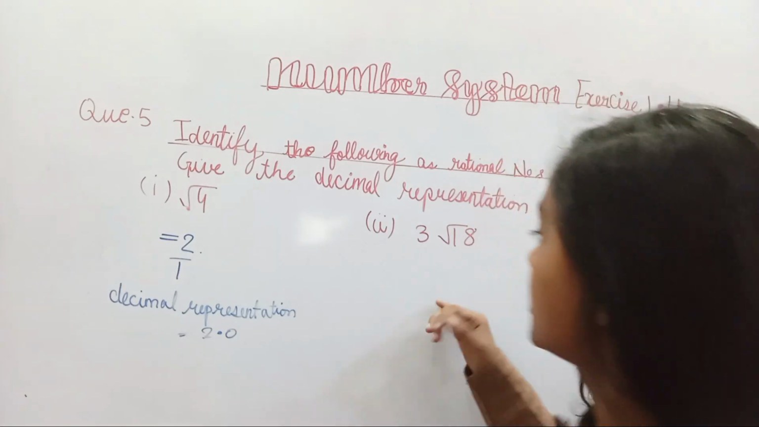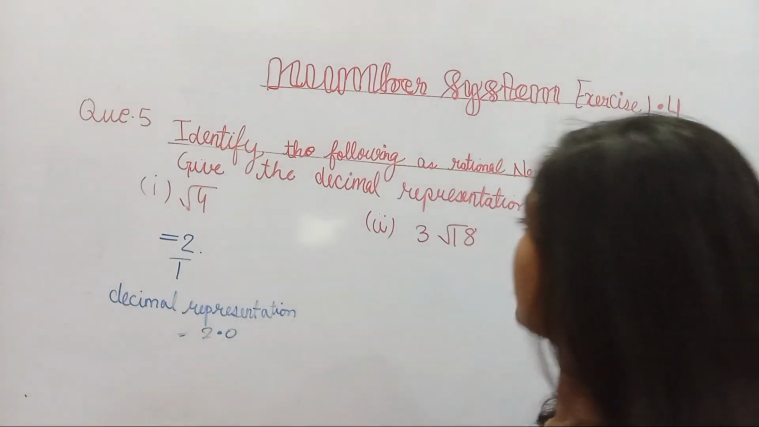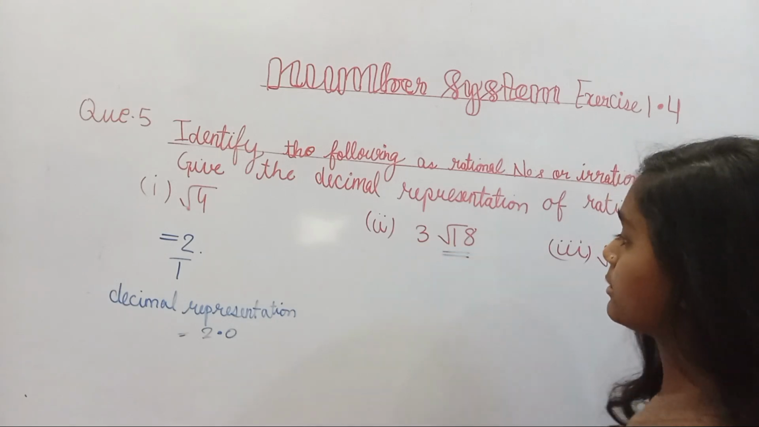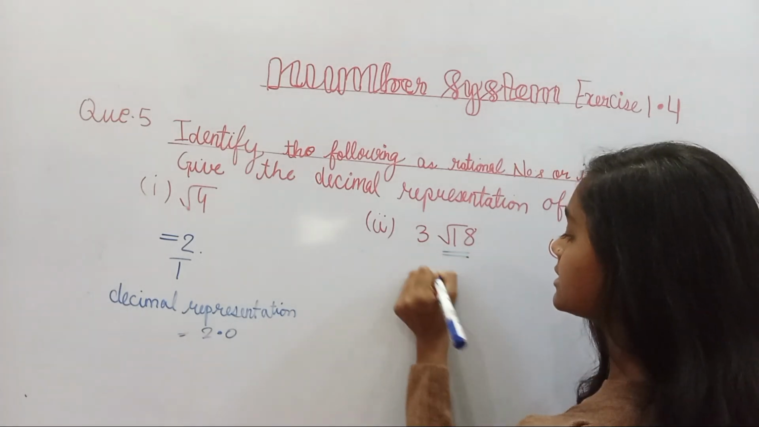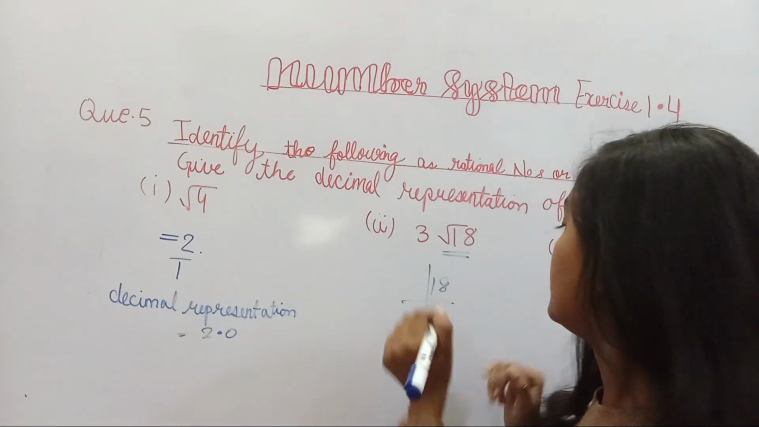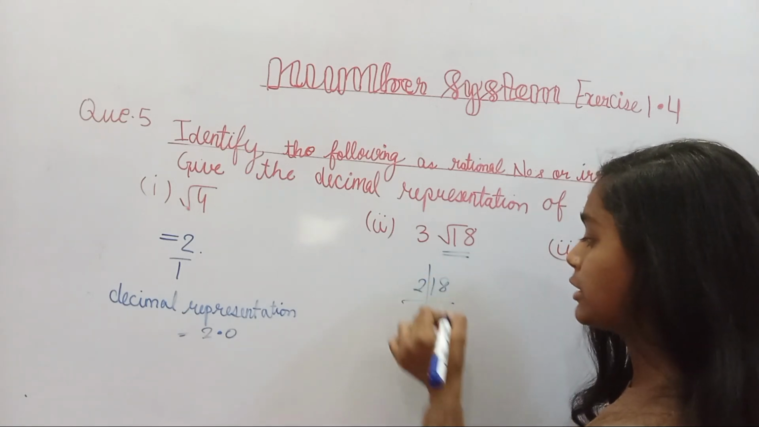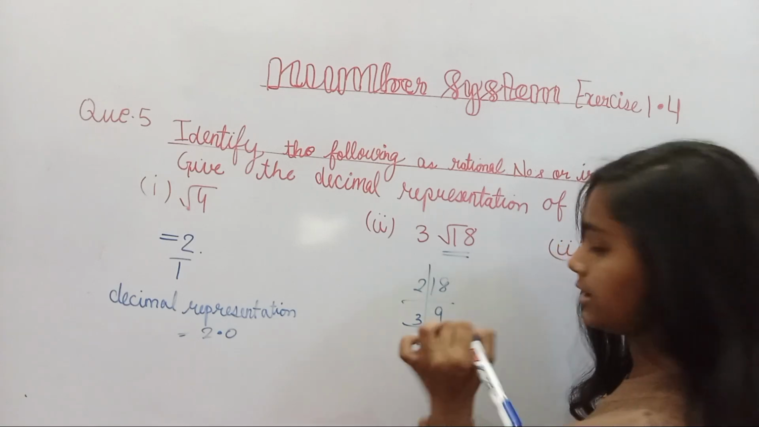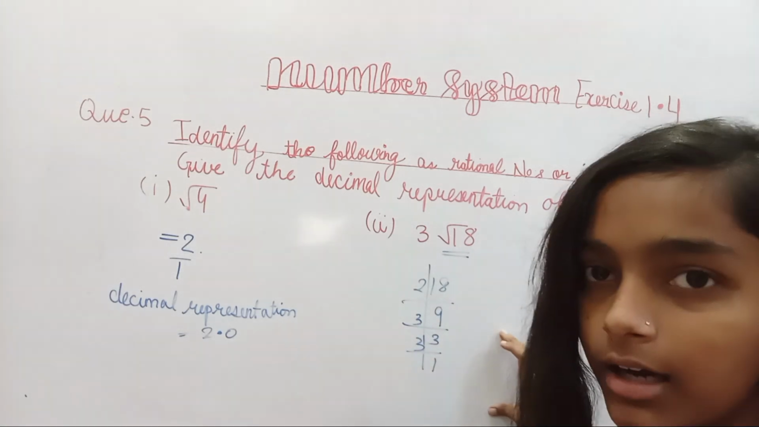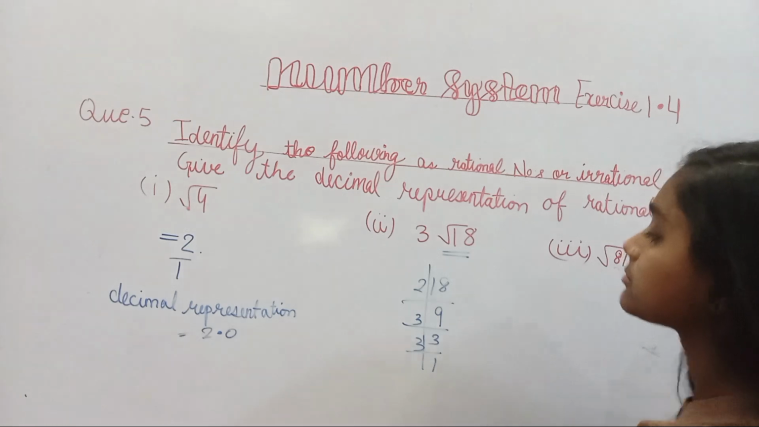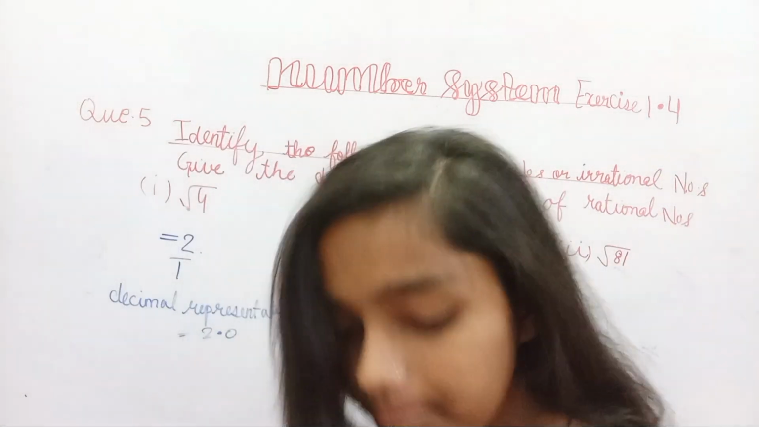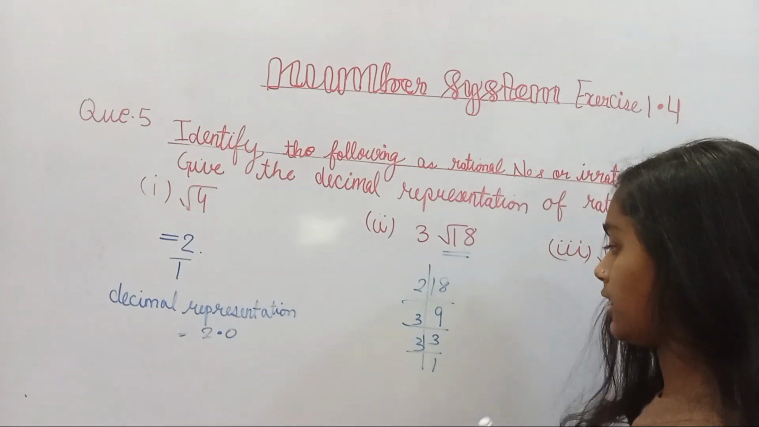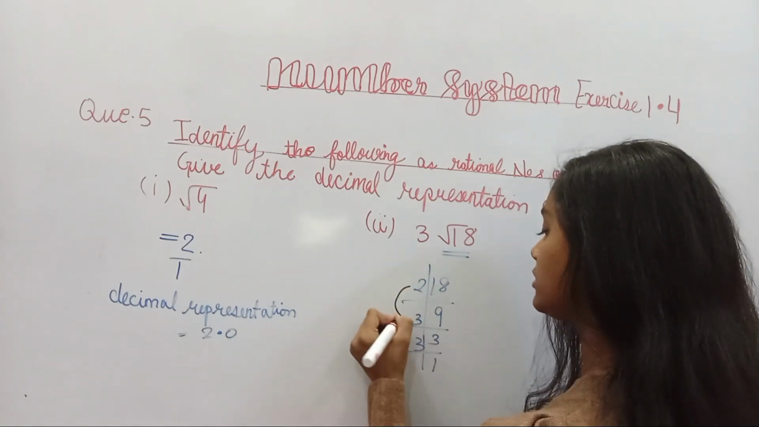Now the next question is 3 root 18. For this question we have to find the prime factors of 18. How do you find them? We divide by the smallest prime number. 2 9s are 18, 3 3s are 9 and 3 1s are 3. We have it here. Now it can be written as 2 into 3 into 3.